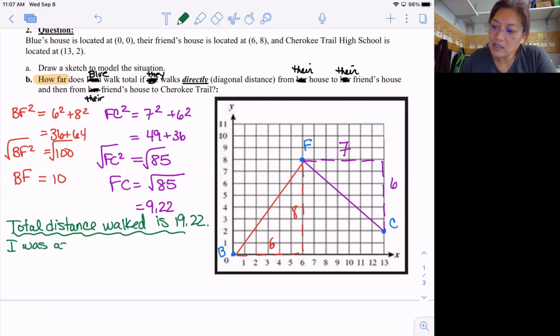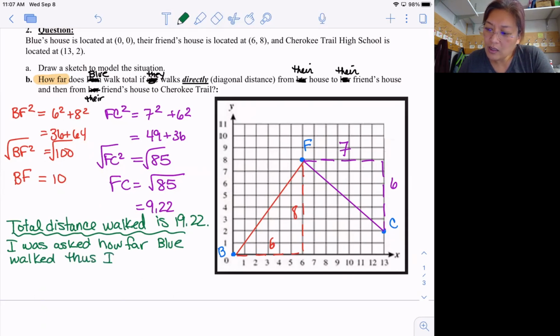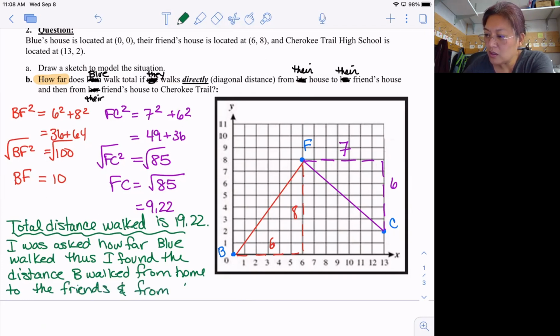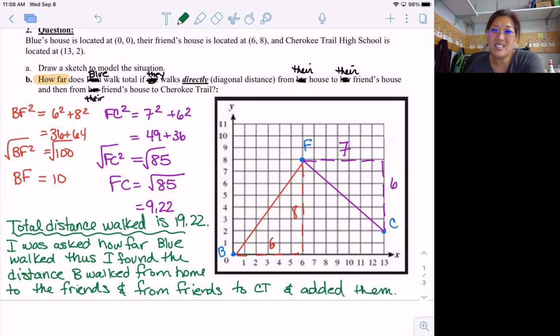I was asked how far Blue walked. Thus, I found the distance Blue walked from home to the friend's and from friend's to CT and added them. That would be a decent enough reasoning.